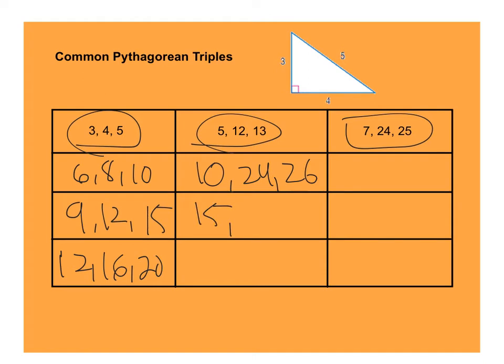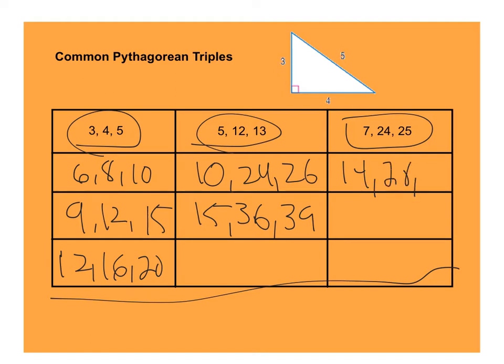If I go 15, 36, 39, that's going to work. So those are some of the more popular ones. If you see one of those, become familiar with these, because those show up. So I could go like 14, 48, and 50. Or I could go like 21, 72, and 75.